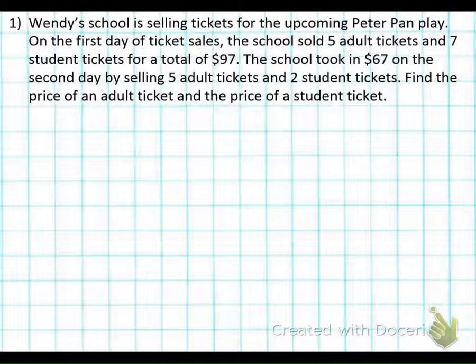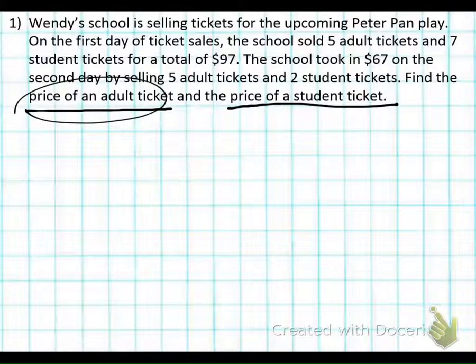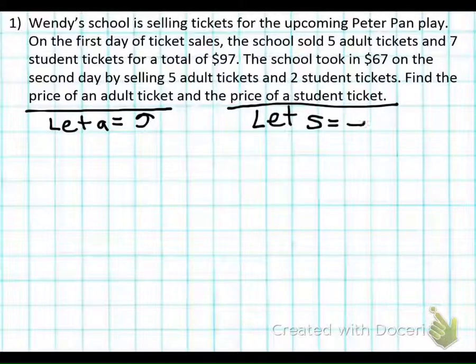Okay, so we read the problem. Now I want to identify what is it asking for. What are the two things that I actually need to find? And I see in the last sentence it says find the price of an adult ticket and the price of a student ticket. Okay, so I'm going to set this as my first variable, the price of an adult ticket. I'm going to say let A equal this here, the price of an adult ticket. Then for the student ticket, I'm going to say let S equal this, okay? Let S equal the price of a student ticket.